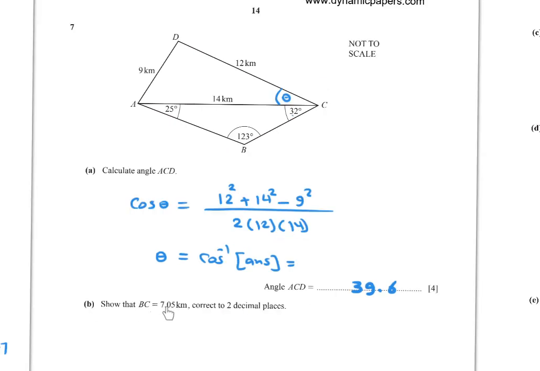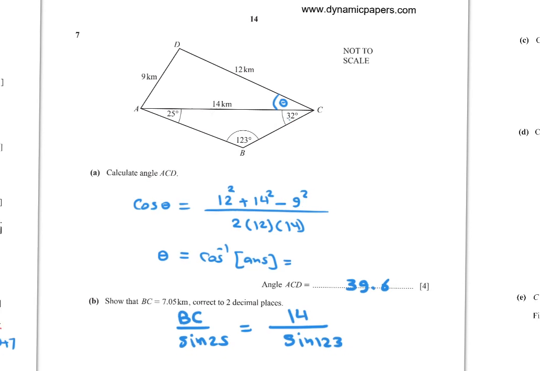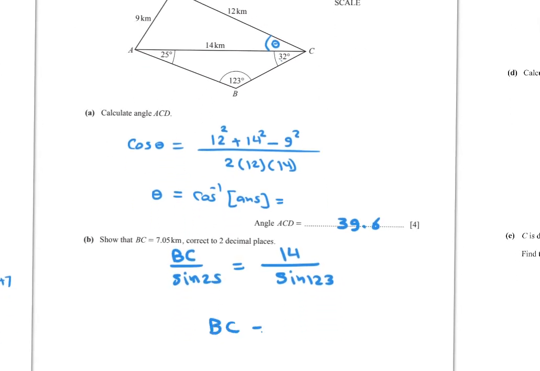Now for part (b), show that BC equals 7.05 kilometers correct to 2 decimal places. How to find BC? Sine rule. So BC over sine 25 equals 14 over sine 123. Now cross multiply to find BC.